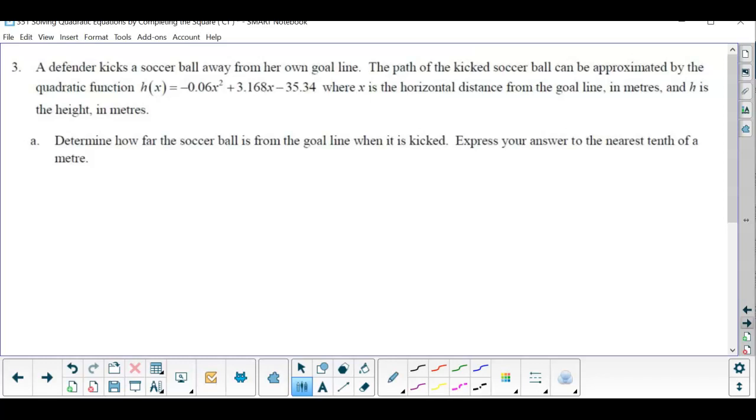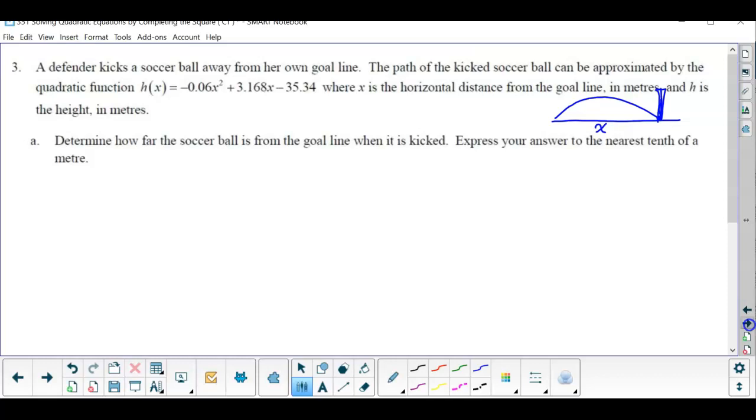So a defender kicks a soccer ball away from her own goal line. The path of the kicked soccer ball can be approximated by that quadratic function, where x is the horizontal distance from the goal line. So if you're looking at the side of the field here, here's the goal. So it's kicked out from the goal, or the goal line, I guess. So, I don't know soccer rules very well. I'm assuming that's the goal line. Anyway, this is your x distance here.